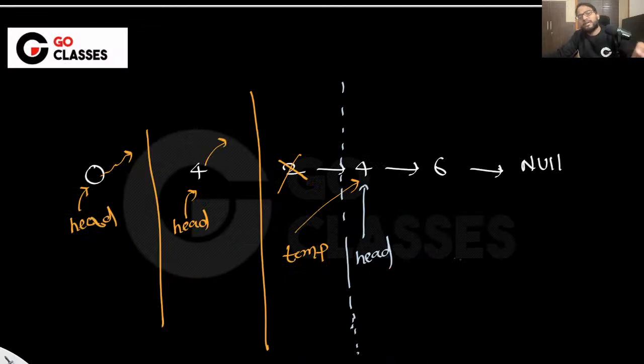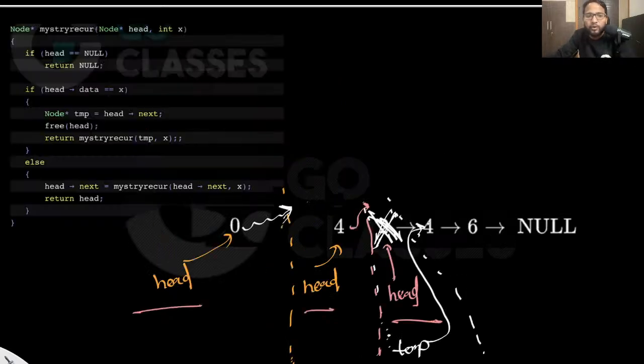Now till now, is the recurrence fine to everyone? The head next is waiting. Here head next is waiting. Here, which one is waiting? Tell me. Is anything waiting here or not? Let me know.